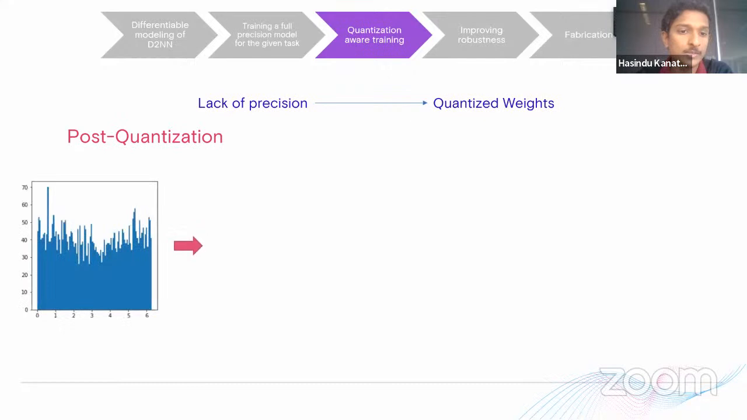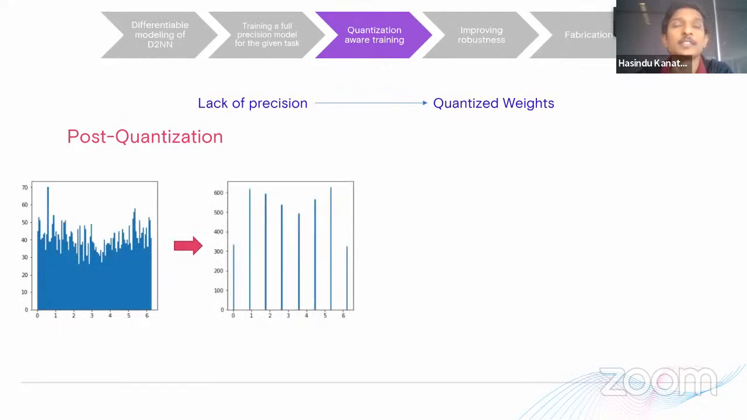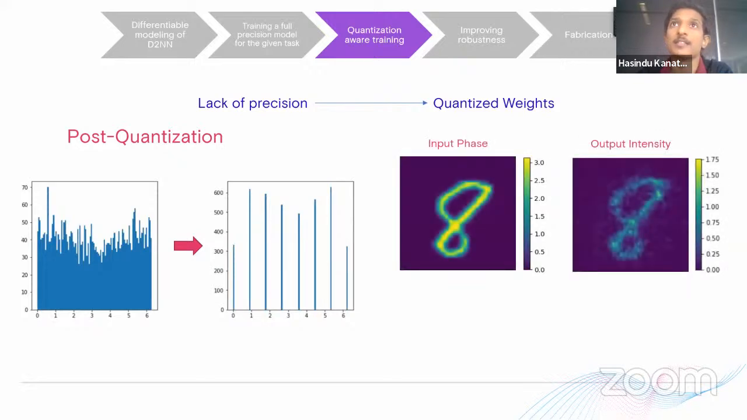When we do this to our trained network, the weight distribution becomes like this, but it heavily affects our result. The output is not as good as the previous one, and the SSIM has dropped significantly from 0.78 to 0.32. Therefore, we can see that we have to use a quantization aware training process to maintain the performance as well as quantize the weights of the network.